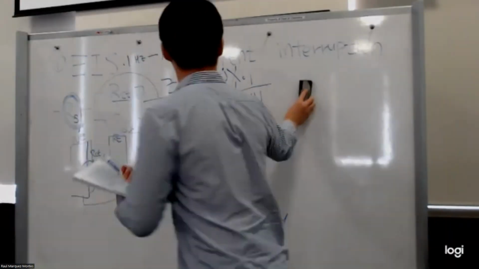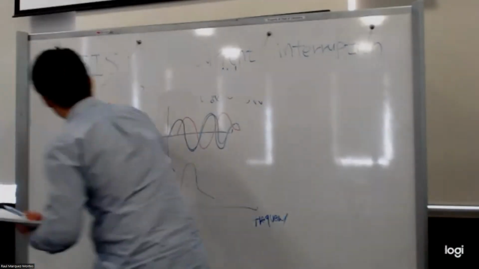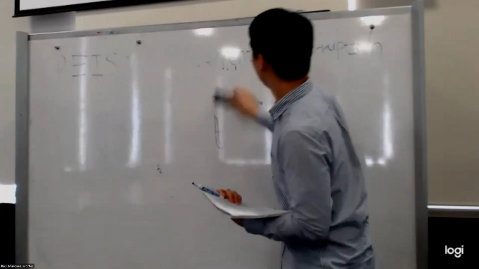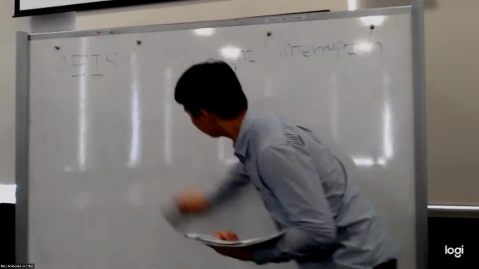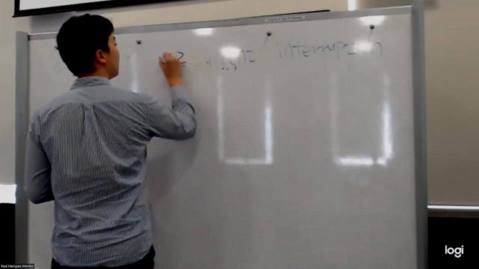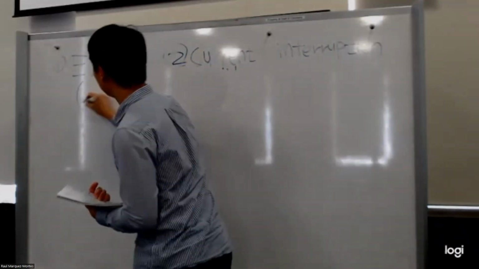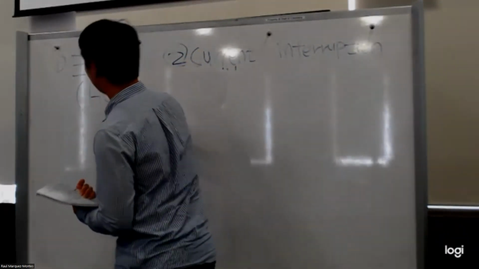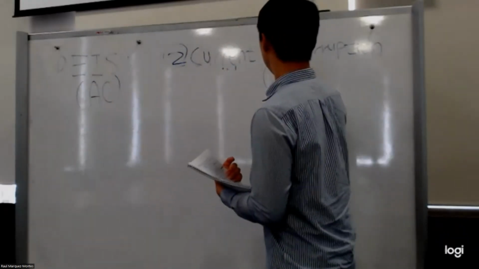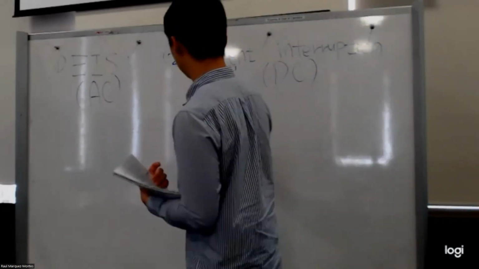The other technique might be less familiar to you guys, which is called current interruption. While the previous one uses an AC technique, alternating voltage or alternating current, this is based on a DC, direct current, technique. So let me briefly explain.